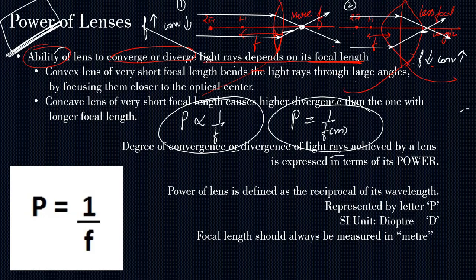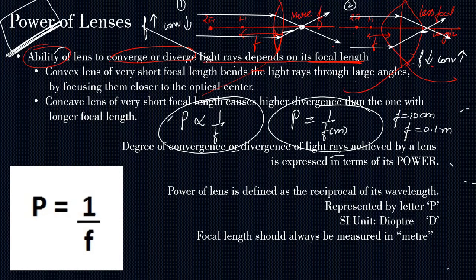Even if the question tells you that the focal length is 10 centimeters, while calculating the power, please put the focal length as 0.1 meter. It should always be in meters. Focal length is always kept in meters while calculating power.